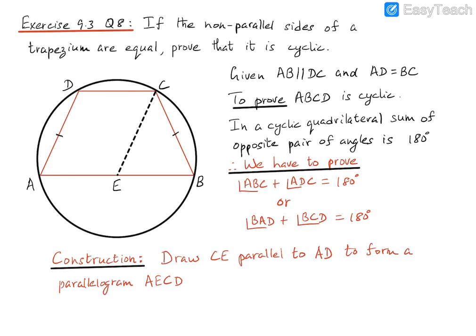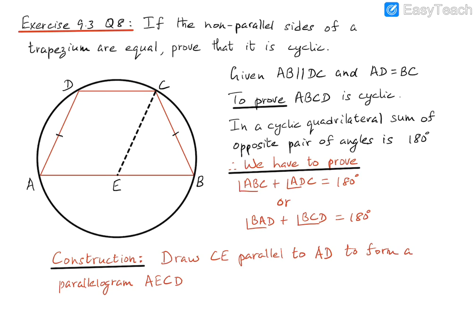And since it's a trapezium, we know that the other two sides are parallel to each other. So AB is parallel to DC, which means the bottom side and the top side are parallel to each other. And the sides on the left and the right, the non-parallel sides, are equal to each other. We have to prove that this trapezium ABCD is a cyclic quadrilateral.